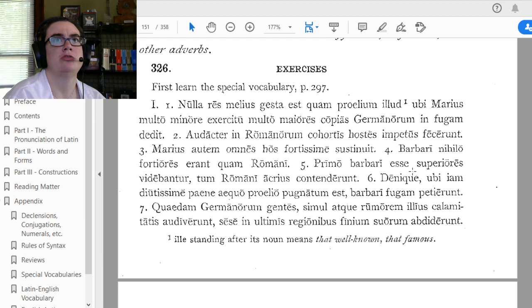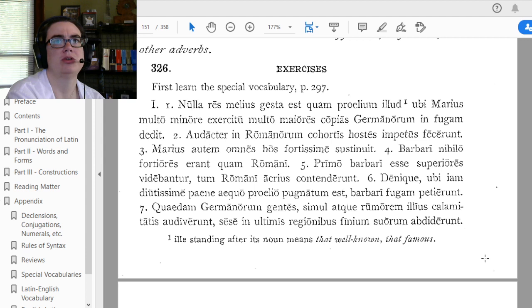A greater number of Germans by means of his much less army. I like that they're repeating multo and multo. So I guess the first one is by much less army, and then the second one is probably going more with the maiores. So Marius, with his much less army, gave the much more greater troops of the Germans into flight. He sent them into flight. Okay.